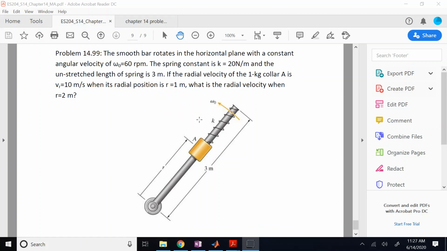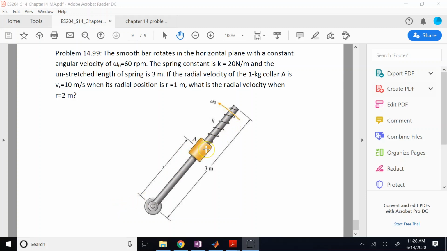Here you have a smooth bar rotating in a horizontal plane with constant omega of 60 rpm. Several words here. Smooth means no friction. Horizontal plane means you're looking from the top view on this. So it's not a vertical pendulum or something. It is a bar that is rotating on a table, let's say. And here the omega is maintained at 60 rpm.